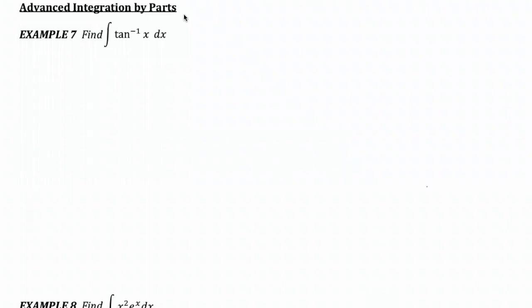And again, this stuff, A, is not simple, and B, you have to be willing to persevere and realize you're not always going to guess things right on the first try, and you have to go back and figure it out. So in this one, if I'm keeping that LIATE in the back of my mind, inverse trigonometric is showing up here. I've got the inverse tangent. So most likely my u is going to be inverse tangent.